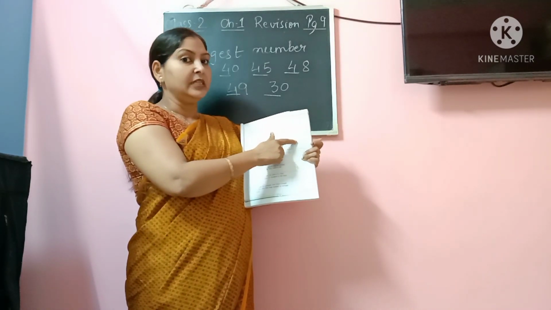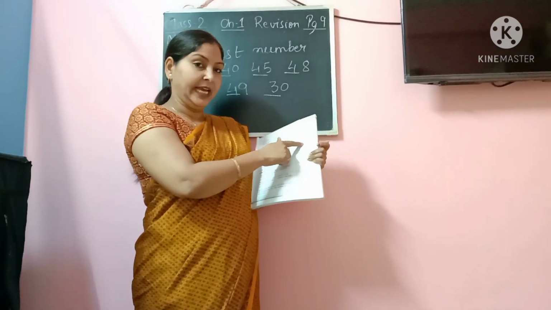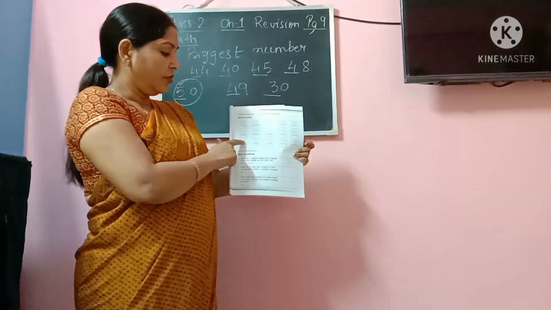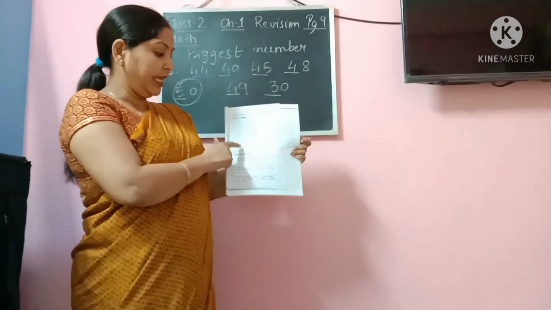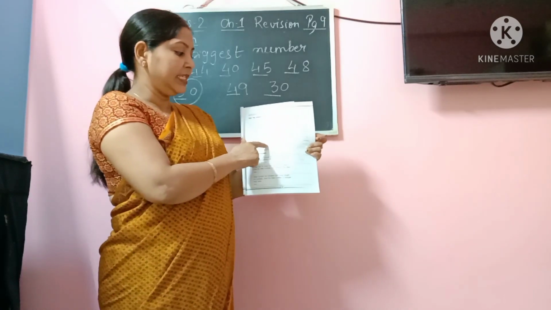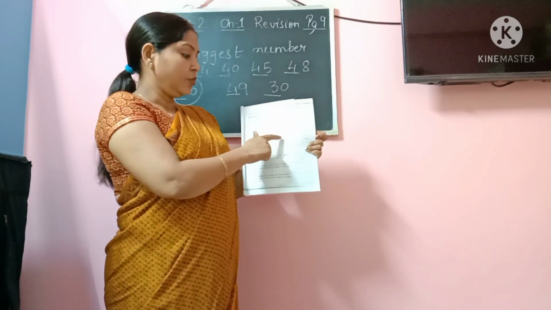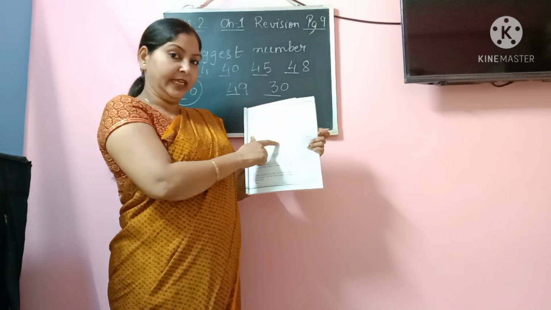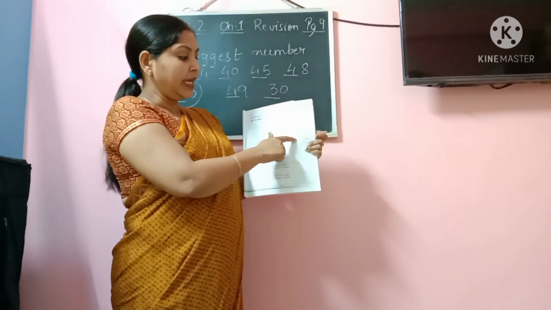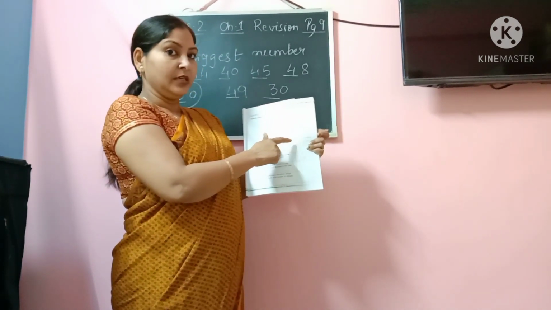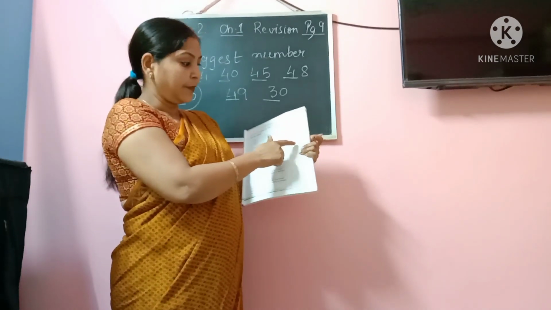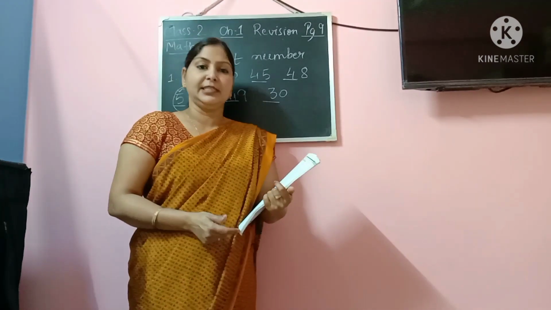34 2s are 68, then 4 10s are 40, 8 11s are 88, again 2 24s are 48, 32 3s are 96, and 7 10s are 70.